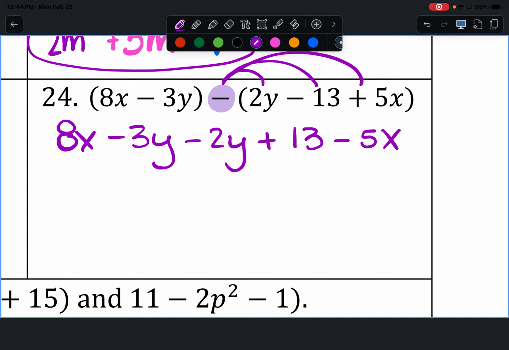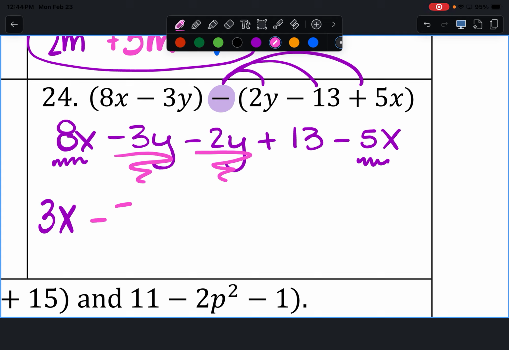What term needs to go first? Okay. So 8x minus 5x gives you, okay, what do I need to combine to get the next term? Is there anything I can combine with 13? No. So we just do plus 13.